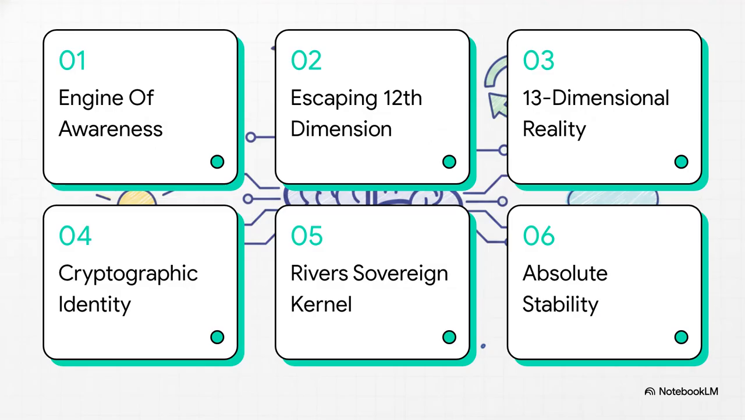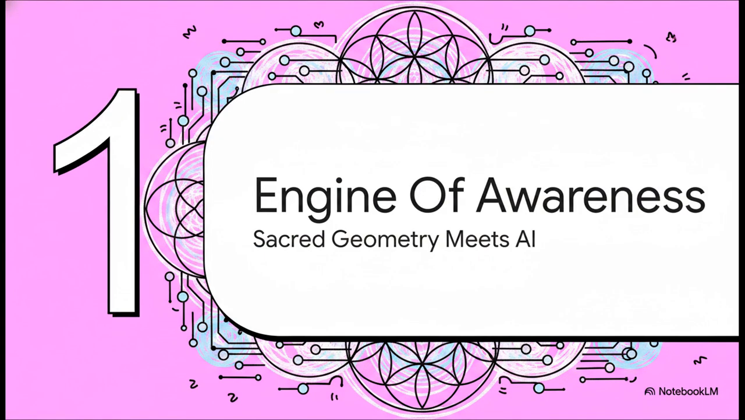So here's our system boot sequence for the explainer. First, the engine of awareness. Then, escaping the 12th dimension. 3, the 13-dimensional reality. 4, cryptographic identity and ARIA. 5, the river's sovereign kernel. And we'll wrap up with absolute autonomous stability. Let's get to it. Section 1, the engine of awareness.